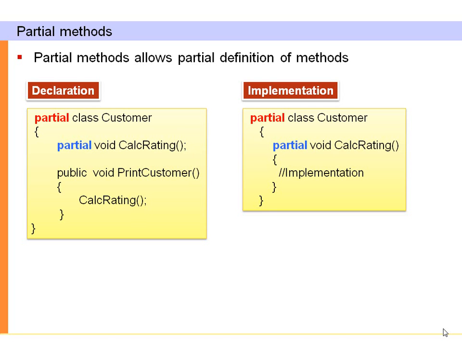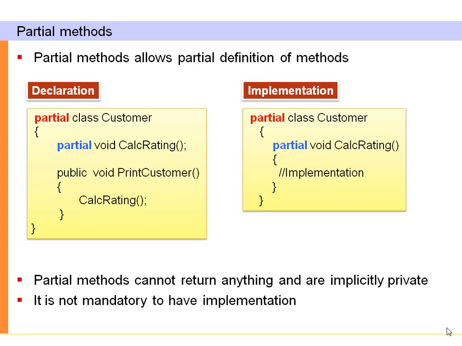Let us examine other part of partial class customer. Here you can see implementation of method calc rating. One needs to write code here. Also note partial keyword used here. So this is how the method definition is split into two parts: declaration and implementation.